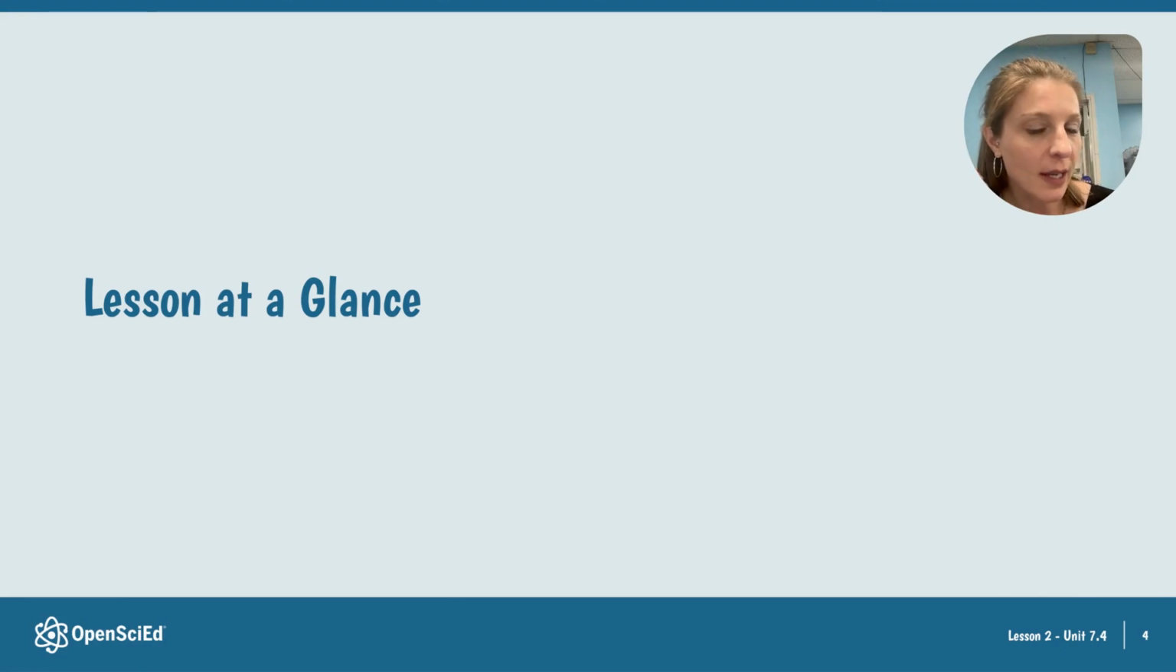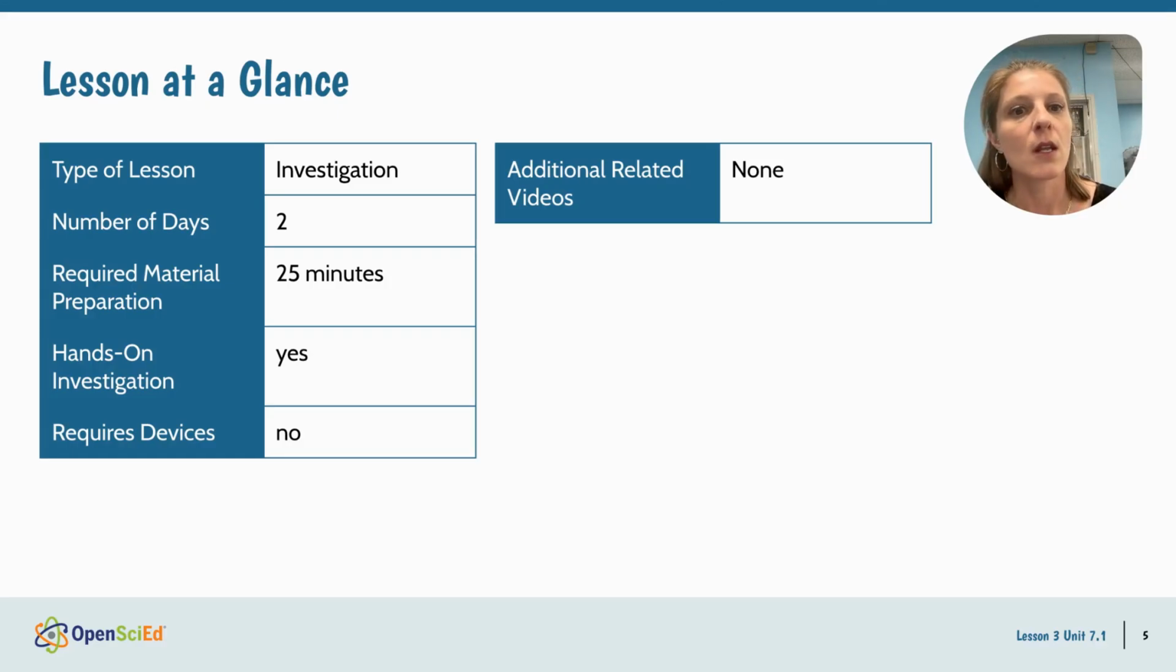Let's look at the lesson at a glance to figure out how we'll answer this question. This lesson is a 2-day lesson, and it will have a couple different investigations that are hands-on that the students will be completing in order to figure out what's producing the gas.